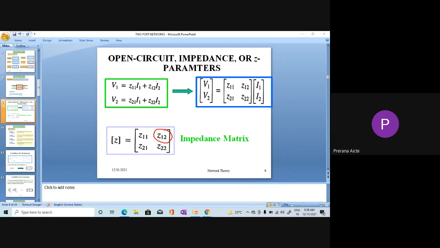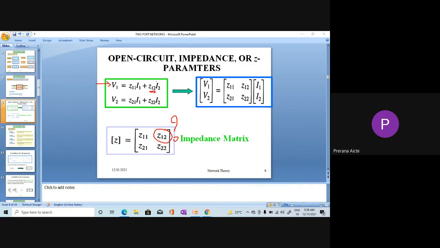So try to understand, we need to find the Z12 value here. In which equation is your Z12 going to be available? In port 1 or port 2? Look at these two equations. We have V1 and V2 here. So Z12 is going to be available in equation 1. In this equation, your Z12 is going to be available.